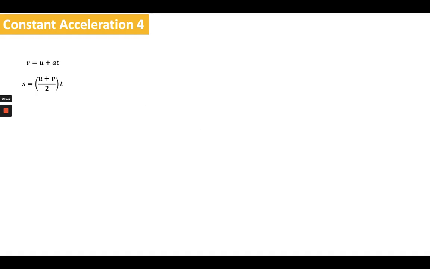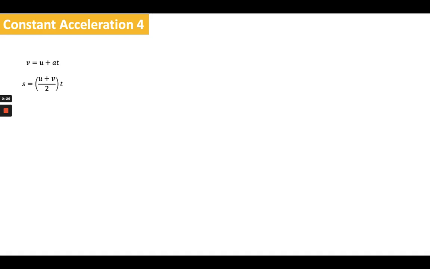So last time we looked at our first two SUVAT equations, which are on the screen for you there: v equals u plus at, and s equals (u plus v) over 2 multiplied by t. We should be comfortable with them, we should have used them, applied them quite well. We're now going to derive our last three SUVAT equations.